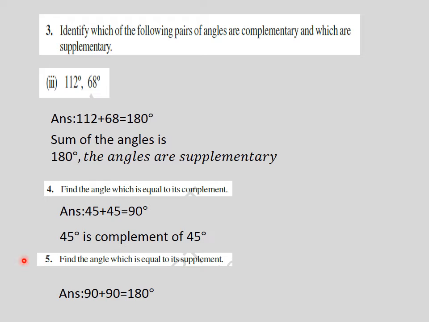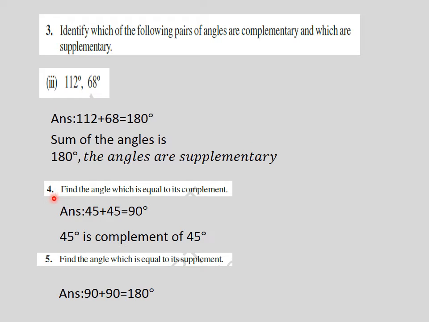Now we'll go to the next question. Identify which of the following pairs of angles are complementary and which are supplementary. So very easy problem, isn't it? To check whether they are complementary or supplementary, what do we have to do? We have to check their sum. What is it turning out to be? If you calculate the sum, 112 degrees plus 68 degrees, it is 180 degrees. So if the sum is 180 degrees, then the angles are called supplementary angles. Okay. So like this, you can complete the remaining questions.